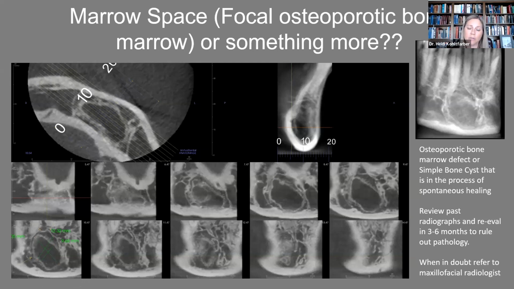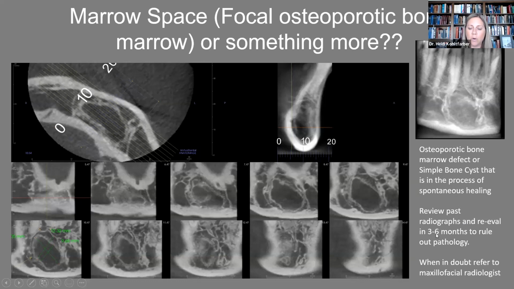But with this, we definitely want to reevaluate this patient. So obviously right now there's no expansion, there's no thinning cortical borders, there's no symptoms at all. We're going to say, this is an area where we do see osteoporotic bone marrow defects, but we can't rule out a simple bone cyst, which is also known as an idiopathic bone cavity, just so you know, because you might see that later on in the volume or in our lecture today. So it could be a simple bone cyst that's in the process of spontaneously healing, but we want to see a reevaluation of that patient in 3 to 6 months.